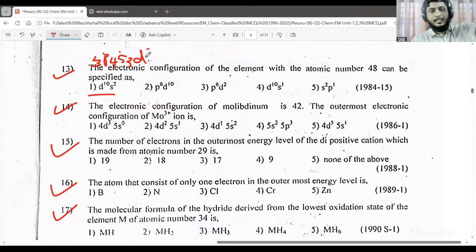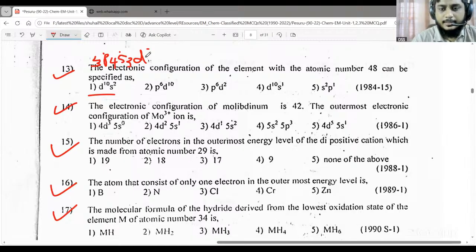Who selected this answer, D10 S2? Raise your hand. Who selected D10 S2? Nice. Good. Okay, this is the next part.